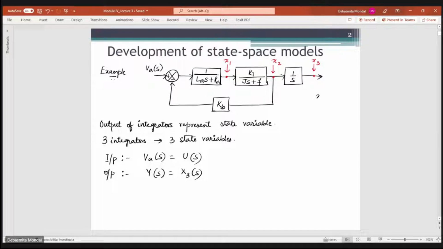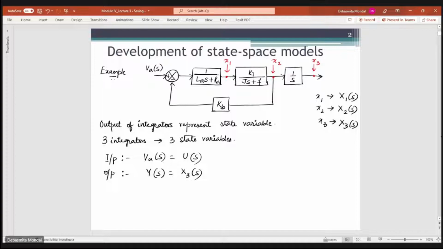So corresponding to this x1, in the frequency domain it would be capital X1; corresponding to x2 it will be X2 of s, and corresponding to x3 you will have X3 of s. So when you write the equations from the block diagram, you have to use these frequency domain or Laplace transform variables of x1, x2 and x3, and then finally you can do an inverse Laplace and find out what the differential equation will be. Okay, so now let's try writing these equations.